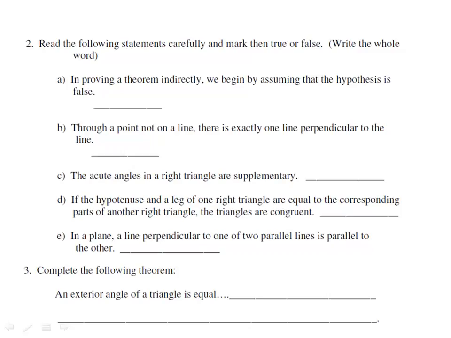In proving a theorem indirectly, we begin by assuming that the hypothesis is false. All right, well, this statement is false. How could I make it true? If this word was not hypothesis, if it was conclusion, then it would be true. But since it's not, it's false.